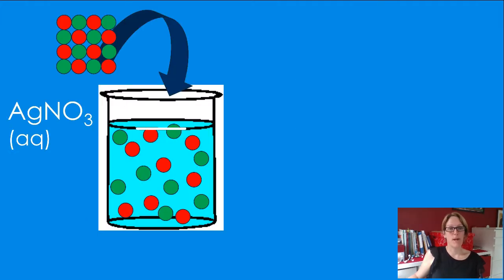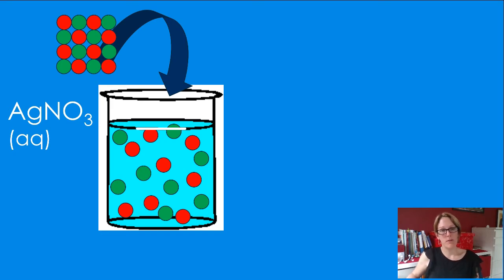Okay, so what happens when we take that silver nitrate and we put it into water? Obviously this is not to scale, those particles would be much smaller, and what we can't see is the water molecules. So remember, there are lots of water molecules all in that beaker. We just haven't drawn them in to make it look a little bit clearer.